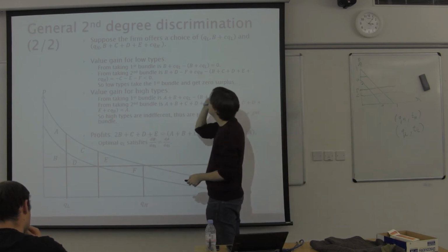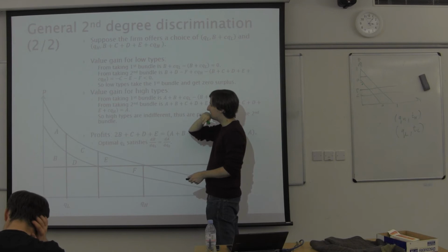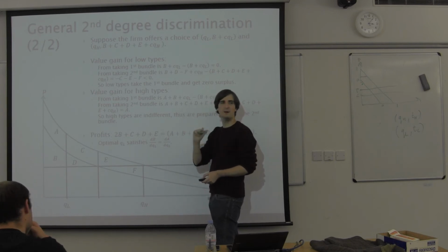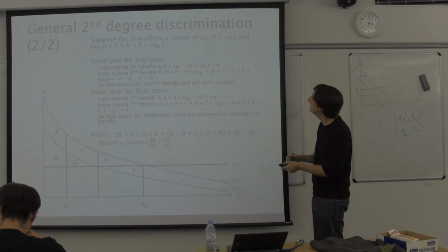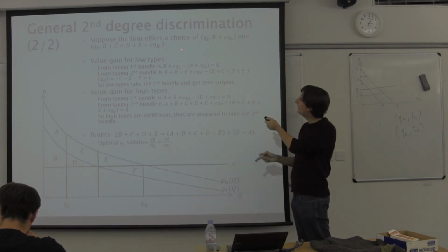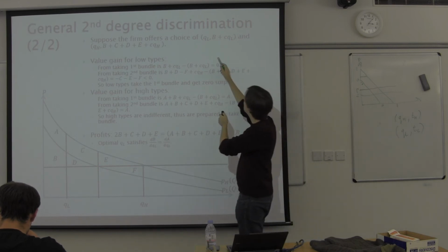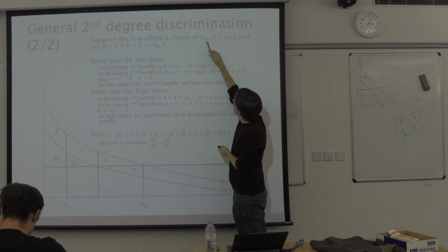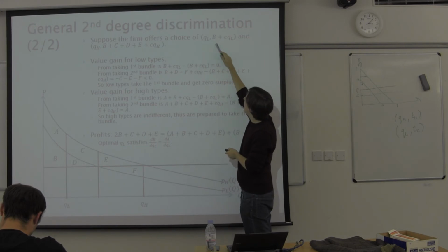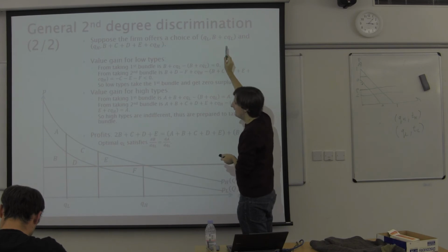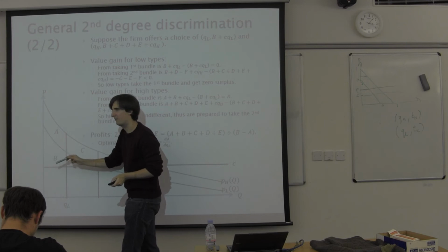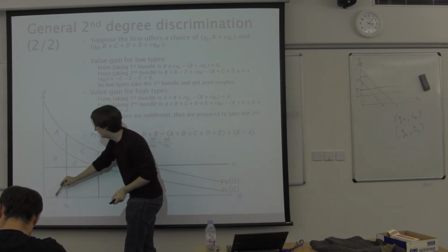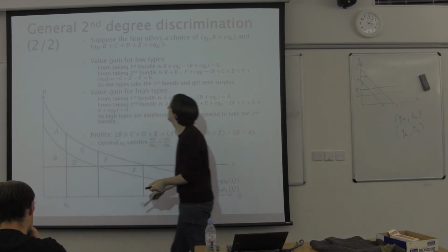What we're going to look at now is what the optimal price quantity bundles might look like. We're still doing everything graphically to make life a bit easier. Suppose the firm is offering consumers a choice between getting a total quantity of QL and paying a total amount of B plus CQL. That looks a bit like a two-part tariff, right? B is this area here.